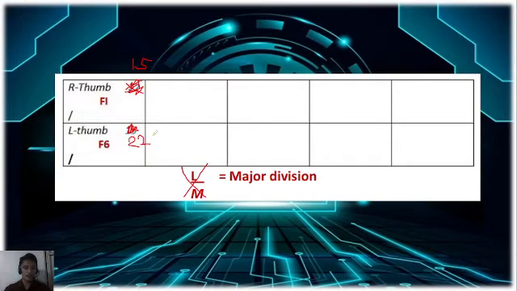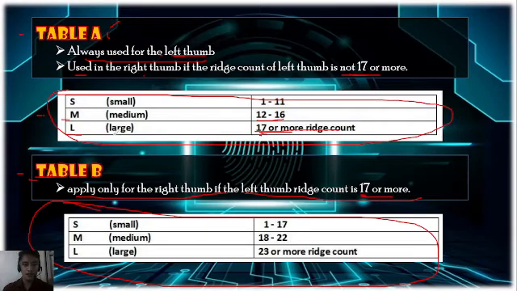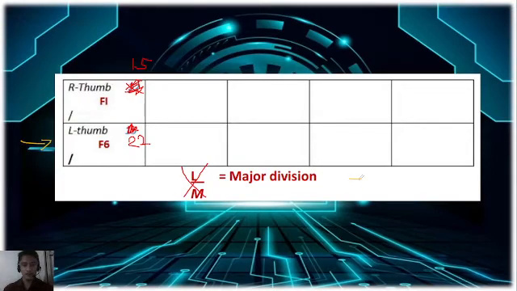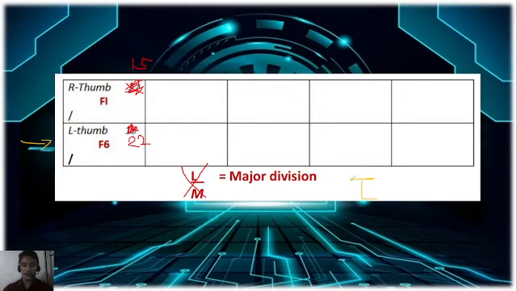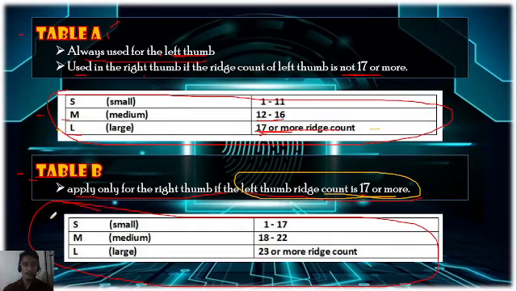So, tignan natin. Again, always dito tayo sa denominator magsimula. Left thumb. Table A ang gagamitin natin. So, saan nabibilang si 22? Nabibilang siya sa large. Kaya L yung denominator natin. Dito natin ilagay, L. And then ngayon, anong gagamitin natin na table? Dito na tayo gagamit ng Table B. Bakit? It is 17 or more. The ridge count of the left thumb is 17 or more. Kaya, gagamitin natin si Table B.